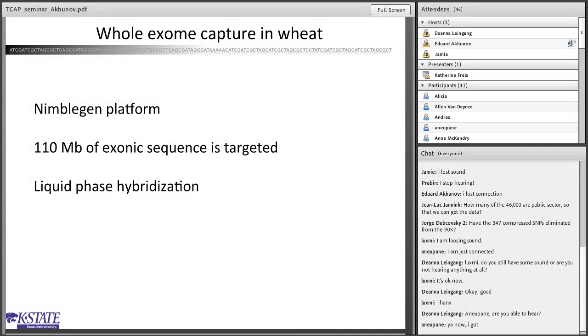In the TCAP project, we collaborated with a group in the UK, Canada, and France, and we collaborated with NimbleGen company to develop a whole exome capture assay for wheat. This capture assay has already been designed, and it targets 110 megabases of exonic sequence in the wheat genome. The capture will be done using liquid phase hybridization.